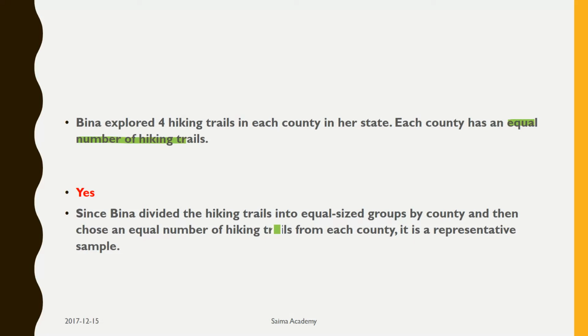Since Bina divided the hiking trails into equal size groups by county and then chose an equal number of hiking trails from each county, it is a representative sample.